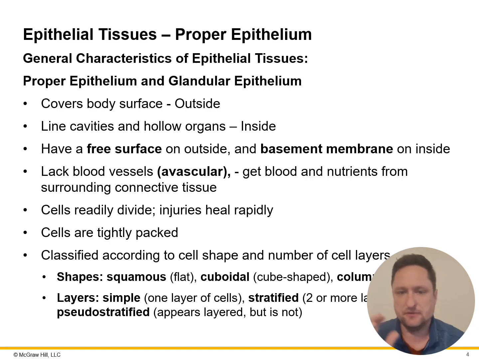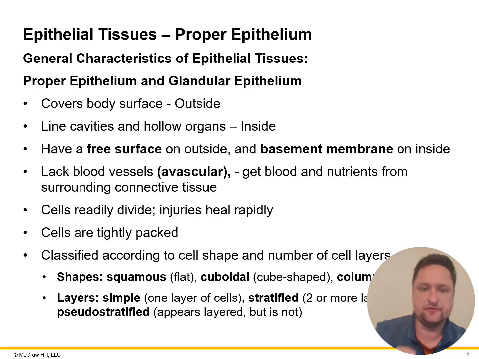The shape can be squamous, flat, cuboidal, cube-shaped, or columnar, tall. The shape and layering correspond closely to function. For instance, simple squamous epithelium allows easy diffusion in the lungs, while stratified squamous epithelium provides protection for the skin. They are built to do what they need to do.